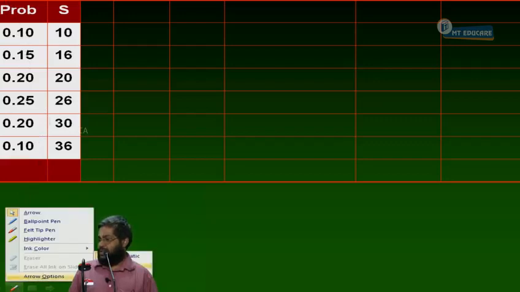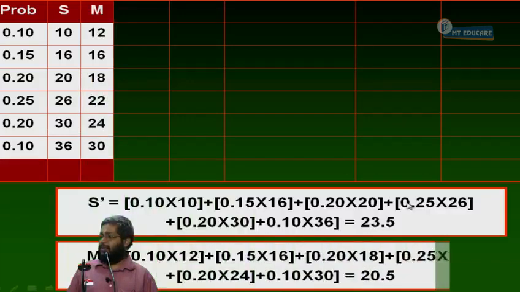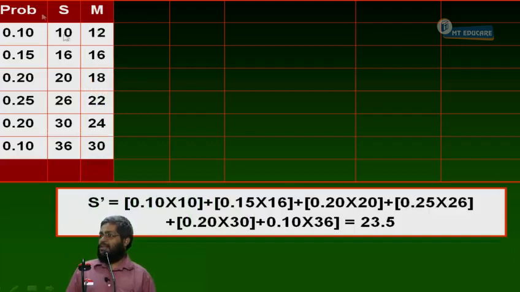I want you to do it and tell me. Don't wait for my slide. You tell me what is the number here? How much here? 20.5. 23.5. S bar is equal to 23.5. I think I am able to follow, or not?